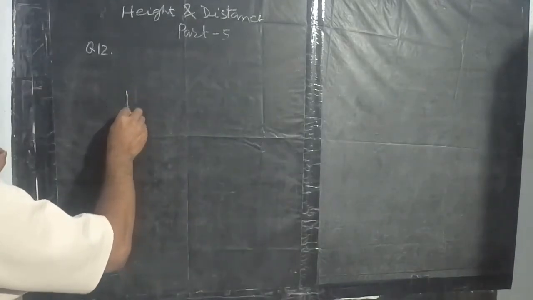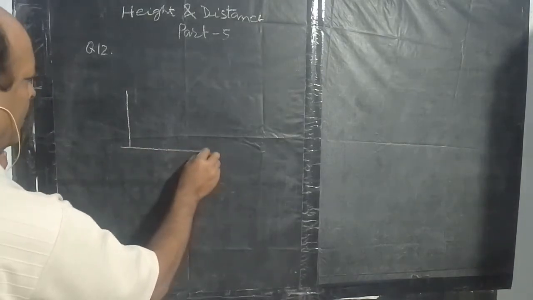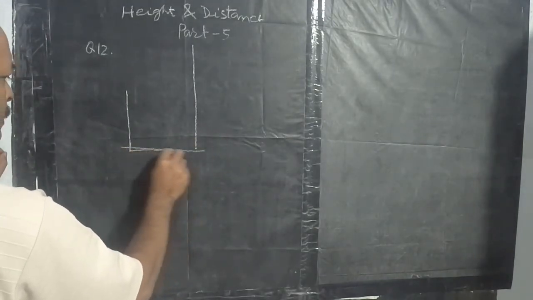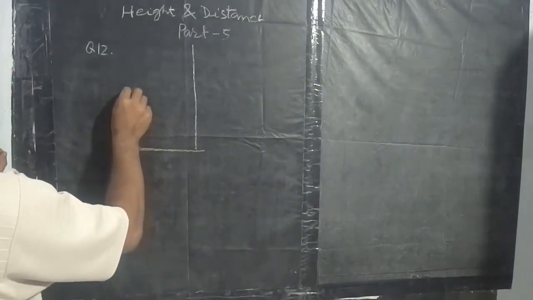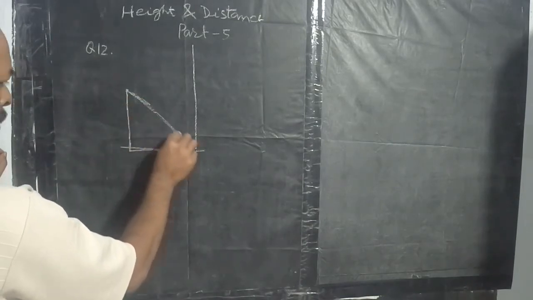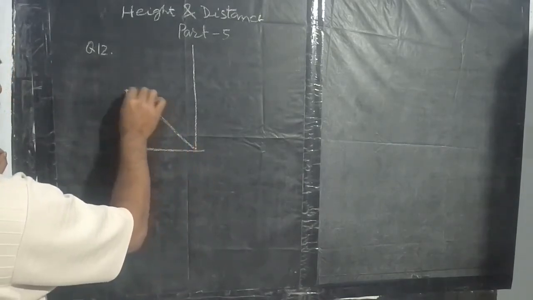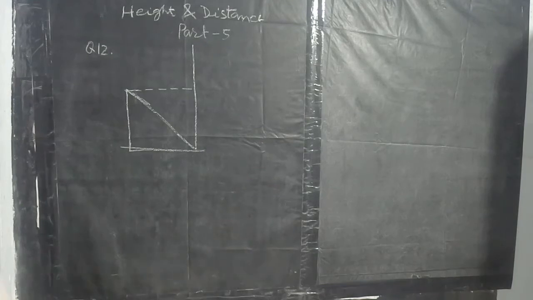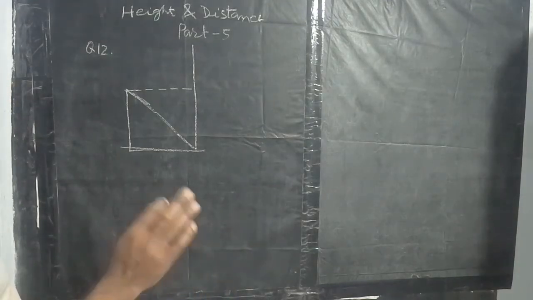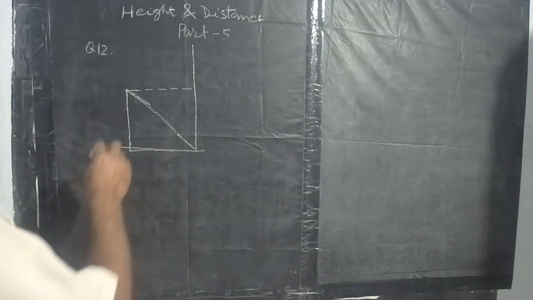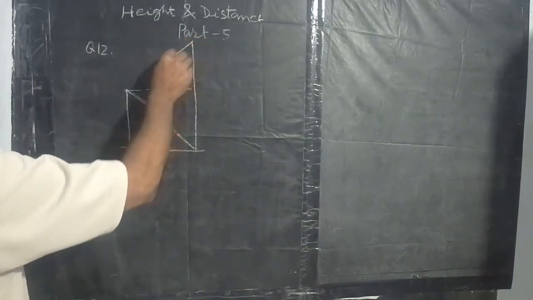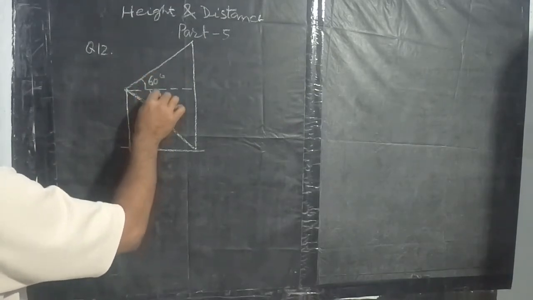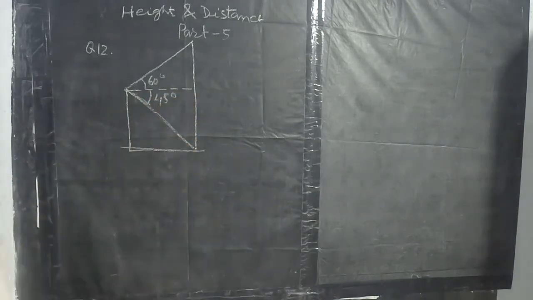Question 12. One 7-meter high building on the ground. There is a tower. One man watching the bottom of the tower, that is depression. This is the horizontal line. Every angle, whether it is angle of elevation or angle of depression, we should consider from horizontal line only. And when looking at the top of the tower, angle of elevation is 60 degree. And when it's the bottom of the tower, angle of depression is 45 degree.